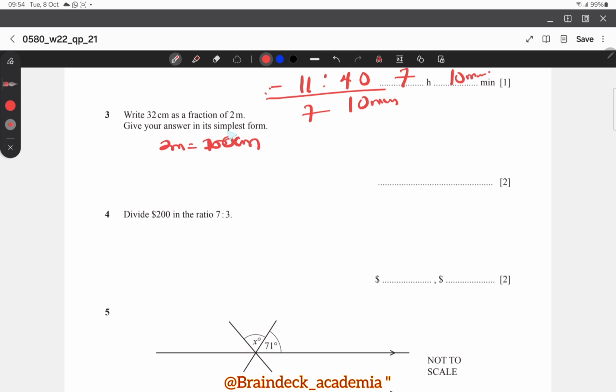So they say give your answer in the simplest form. Write 3 centimeters as a fraction of 2 meters. That will be 32 over 200. So 2 here 16, 2 here 100, 2 here 8, 2 here 50, 2 here 4, 2 here 25. And our answer is 4 over what?